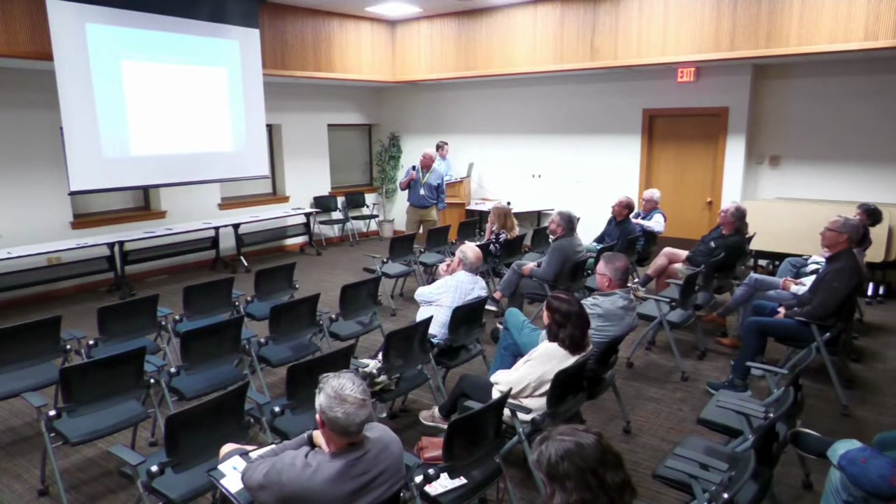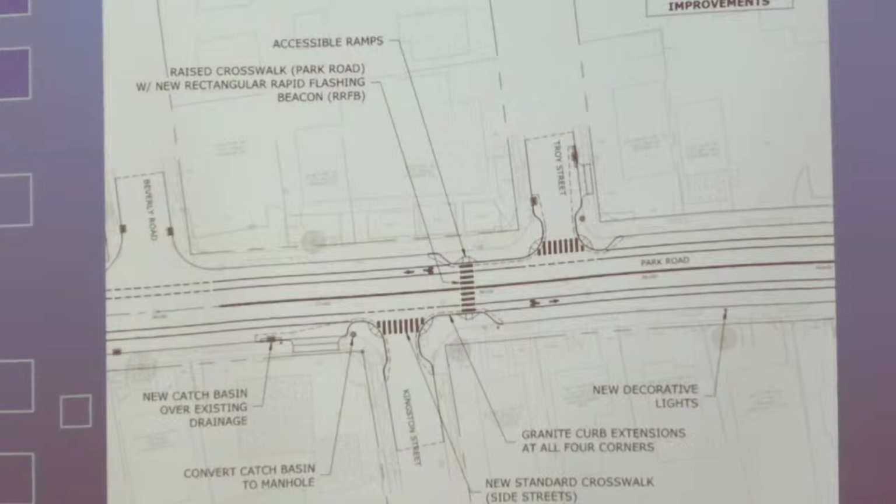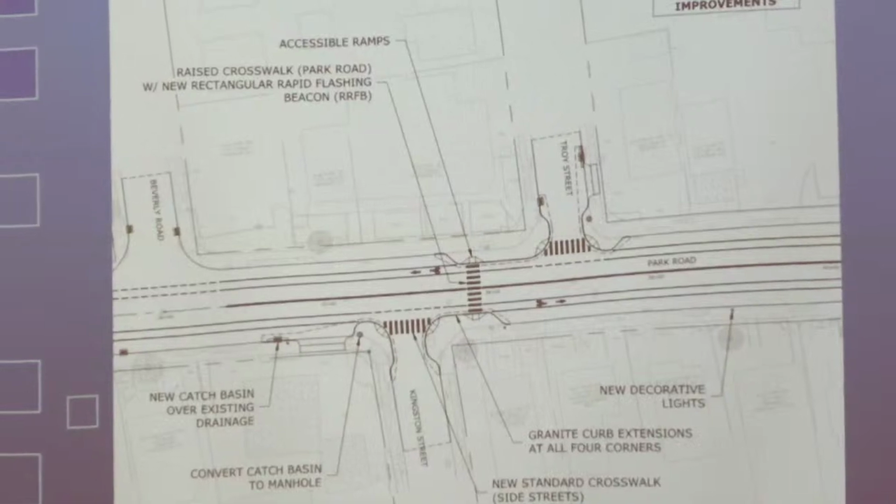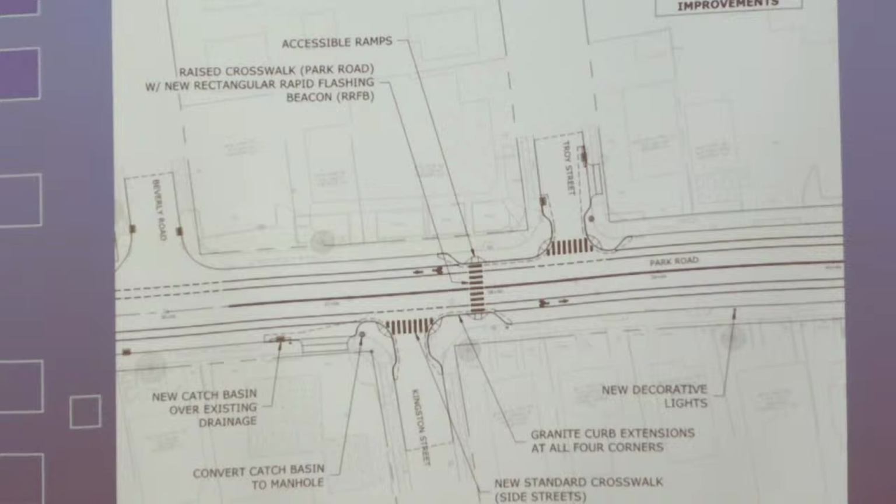So similar treatment at Troy Street and Kingston Street. This is not really an intersection, it's got a large offset. But same idea: a new raised crosswalk with new curb extensions and shortened crosswalks on Kingston Street and Troy Street.